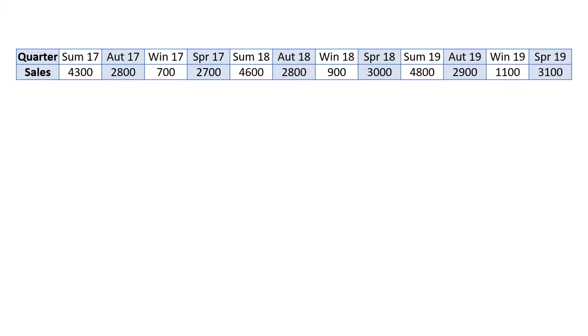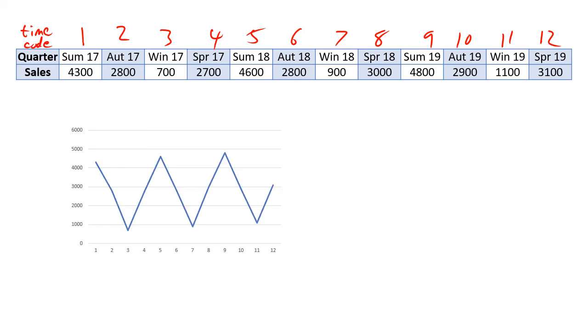Okay, here's some data I completely made up. The important thing to note is you can't say summer 17 as a number that you put on a graph or into a table or a calculator to do anything. You have to add what is called a time code. So this is the first data point, 2, 3, 4, 5, 6, 7, 8, 9, 10, 11, 12. There you go. So now we've got a time code. Instead of doing the sales versus the quarter, we're going to do the sales versus the time code. Here's a lovely graph of that.